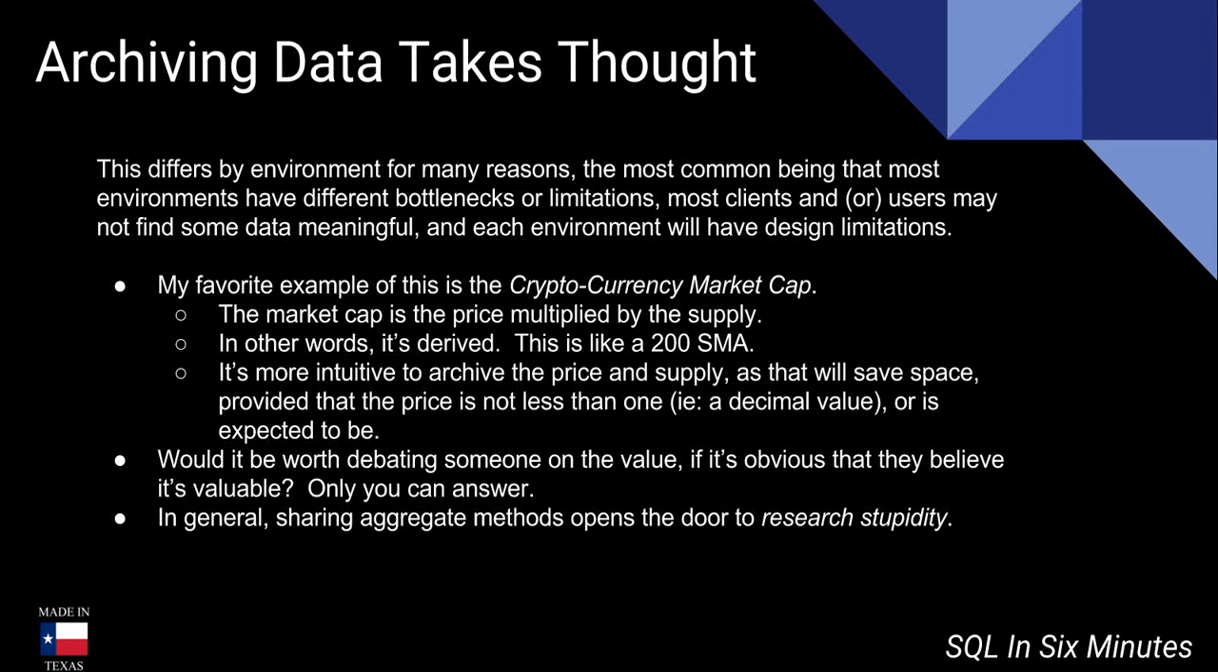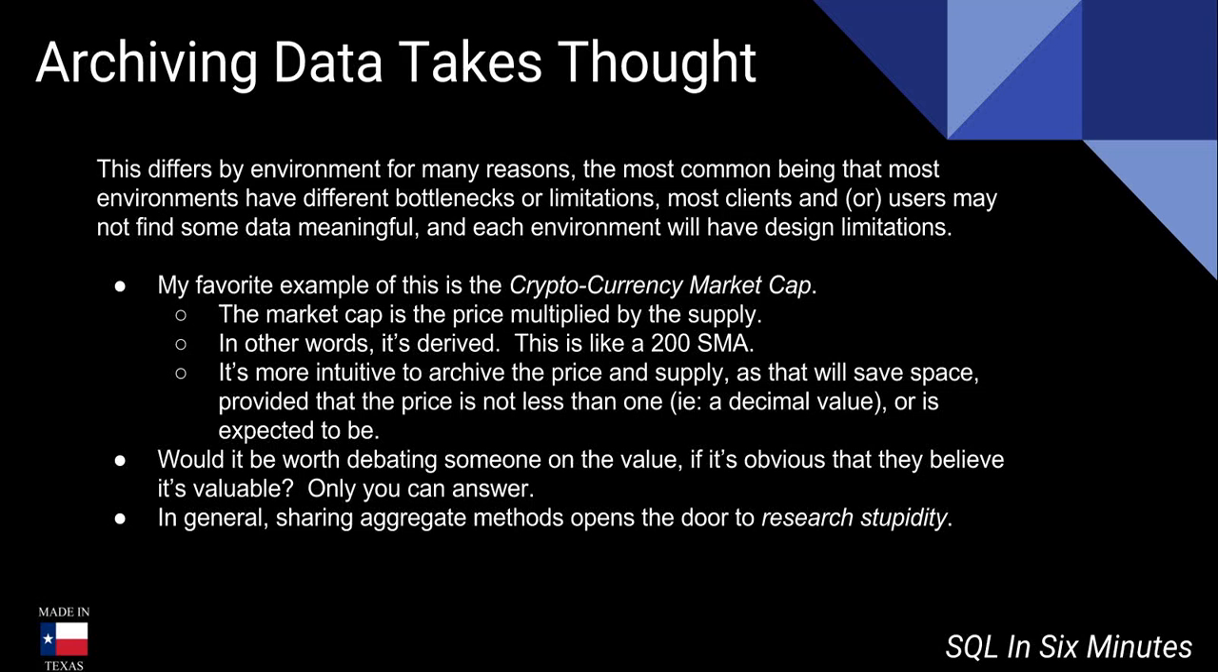So my favorite example of this, why archiving data takes thought, is the cryptocurrency market cap, which is a popular website. It just trips me out. They organize all the cryptocurrencies by the market cap. So of course I'm a math guy, and I'm like, guys, the market cap is just the price multiplied by the supply. Why don't you organize it by the price? Because that's really what matters, right? Because the supply for some of them, as many of you know, they're no different than fiat currencies. They can have increases or decreases. So the price is what's more important.